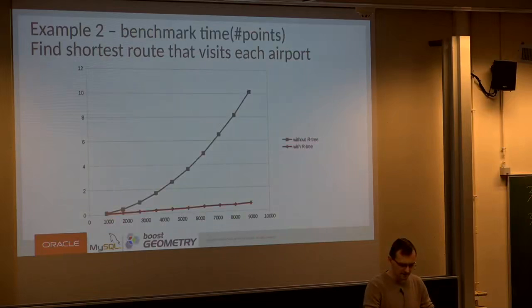And this is a benchmark of both algorithms. The one with quadratic complexity is gray. And as you can see, the solution using the R tree is behaving better, right?